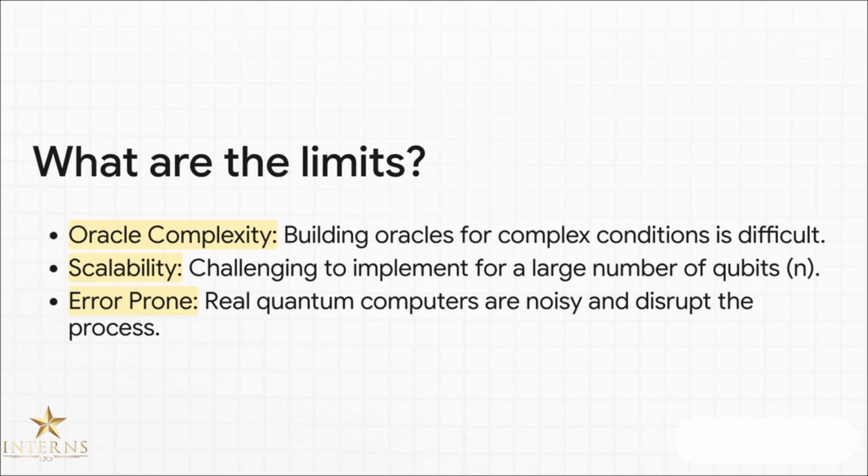Of course, before we get too ahead of ourselves, it's not a magic bullet, at least not yet. There are still some major hurdles. For one, building an oracle that knows how to find really complex things is incredibly hard. And today's quantum computers are still pretty noisy and error-prone, you know? That noise can mess up the whole delicate amplification dance. So scaling this up is a massive engineering challenge.